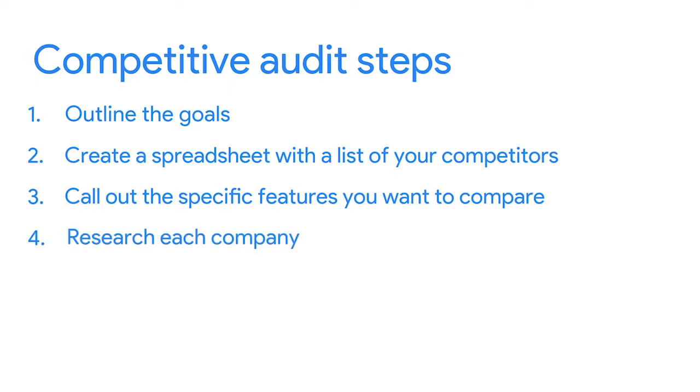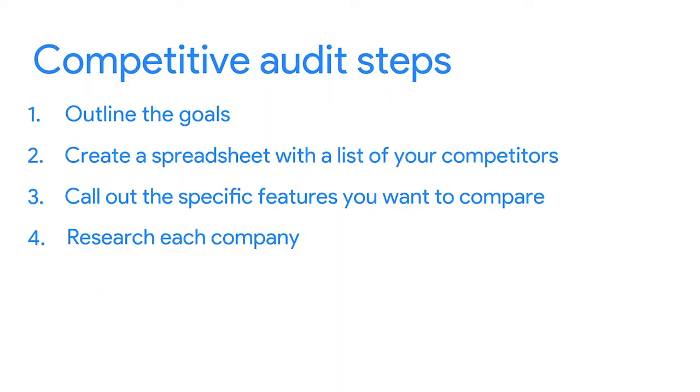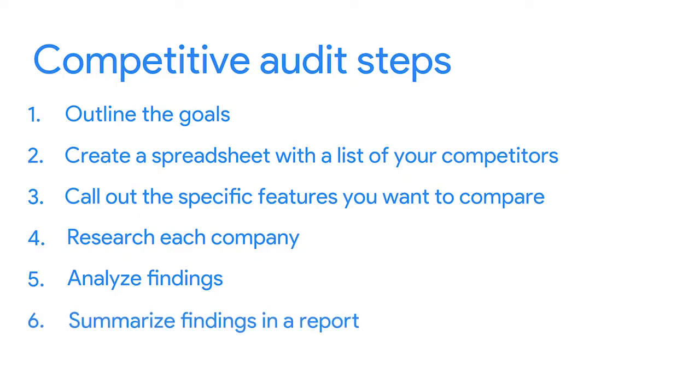Fourth, research each company. You'll need to evaluate each competitor's website and take a note of your observations, focusing on the features you listed in step 3. Remember to include details like what works well, what could be improved, whether your competitor's features meet the needs of your specific audience. Fifth, analyze your findings. Try to spot trends and themes. Ask yourself, what are the similarities between you and your competitors? Is there a certain feature that your competitors all approach in the same way? Finally, summarize your findings in a report, providing clear explanation of your findings and what they mean for your design.